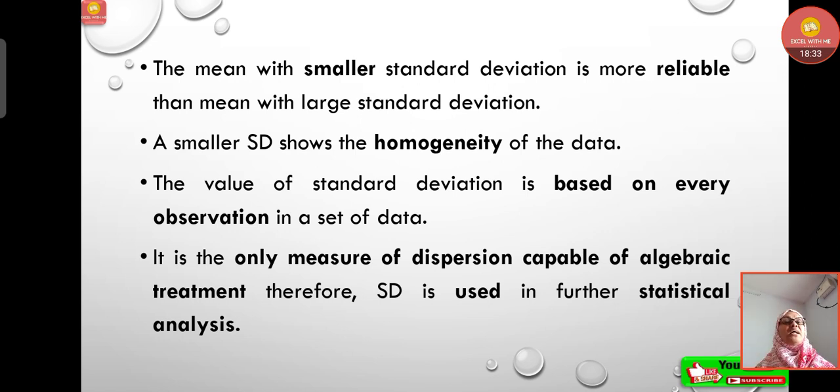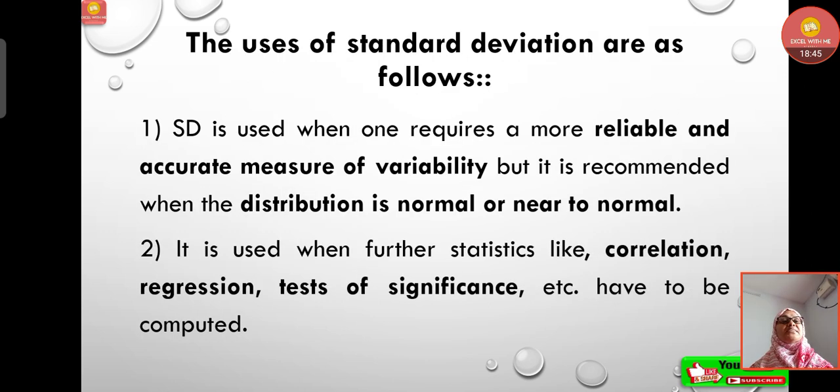The value of standard deviation is based on every observation in a set of data. It is the only measure of dispersion capable of algebraic treatment. Therefore, SD is used in further statistical analysis. Let's see the uses quickly of standard deviation here. Used when one requires a more reliable and accurate measure of variability, but it is recommended when the distribution is normal or near to normal.